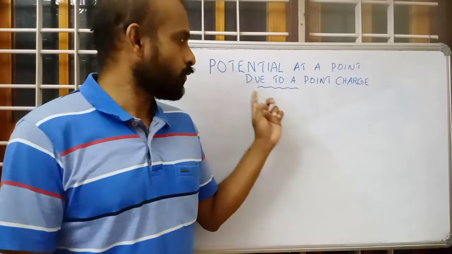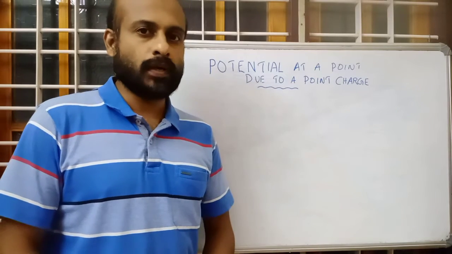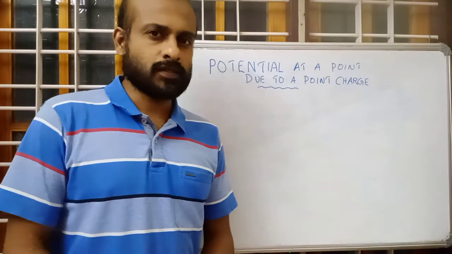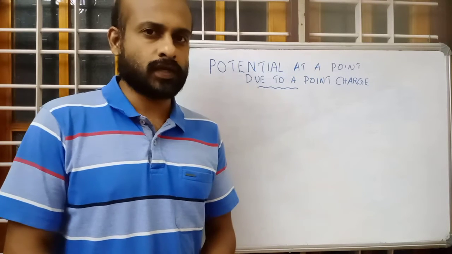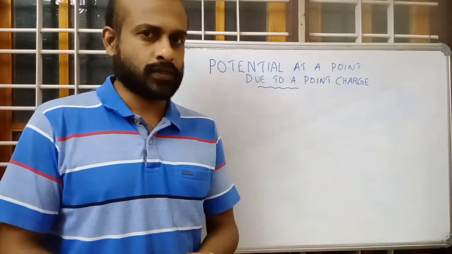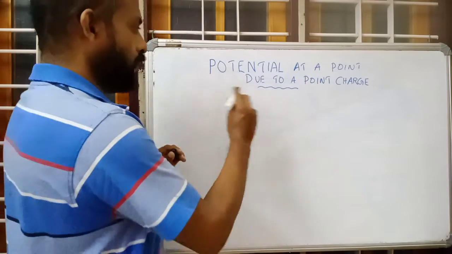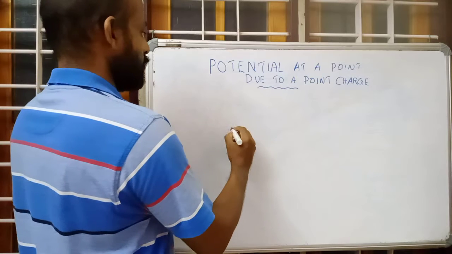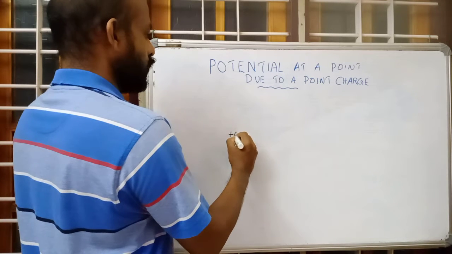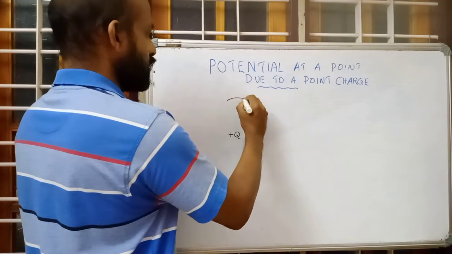Today our topic is potential at a point due to a point charge. In the previous class we have seen what is potential difference and how it is related to electric intensity. Now we'll consider an electric field region. Suppose I have a unit charge plus Q, and I am considering a region surrounding it.